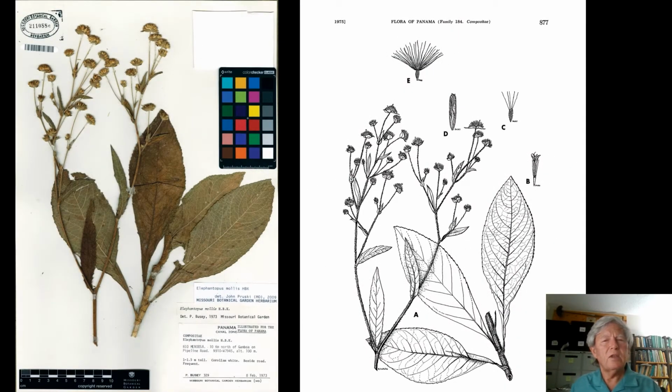When I, in 1975, published a treatment of the Elephantopinae, which is a subtribe of the Vernonieae in the Asteraceae, I wanted to make sure that this species was illustrated, Elephantopus mollis. This specimen on the left in the Missouri Botanical Garden herbarium was my specimen number 329, which I collected at Rio Mendoza in 1973. That's north of Gamboa. And I asked botanical illustrator R.J. White to draw it for me for my publication.